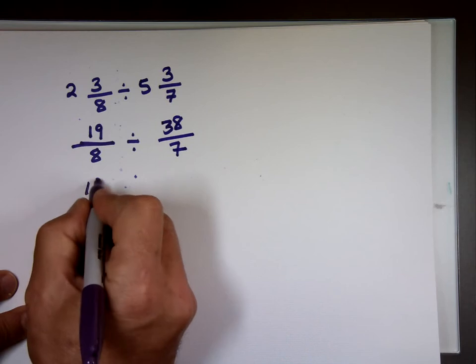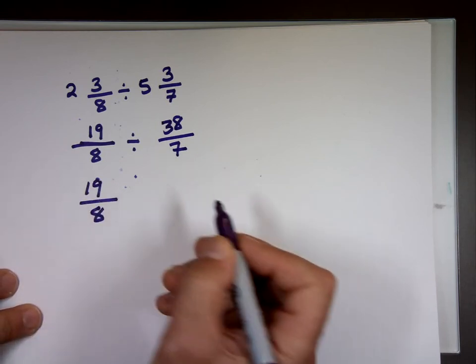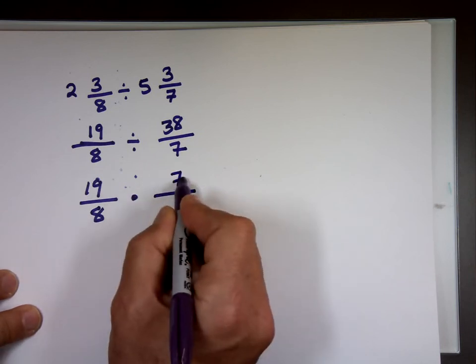Now let's change it. 19 over 8. We don't touch the first one. We change the division to multiplication. The second one becomes what? 7 over 38.